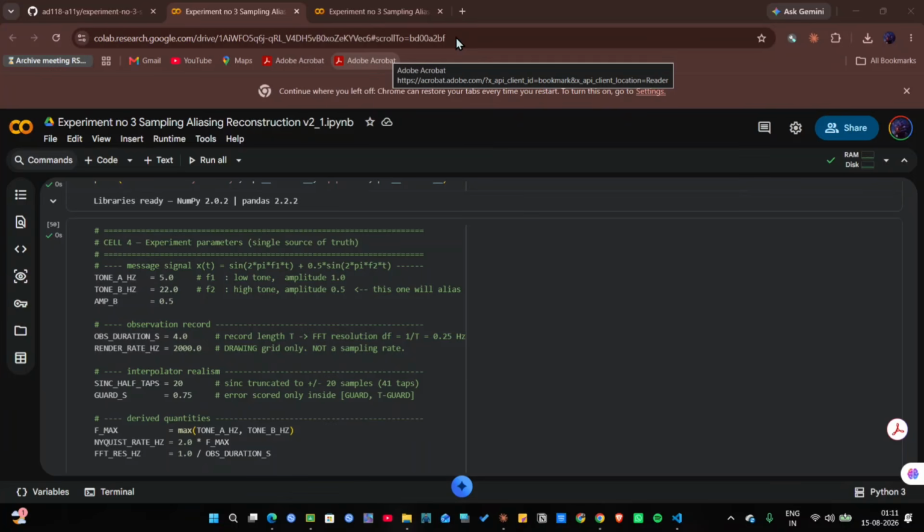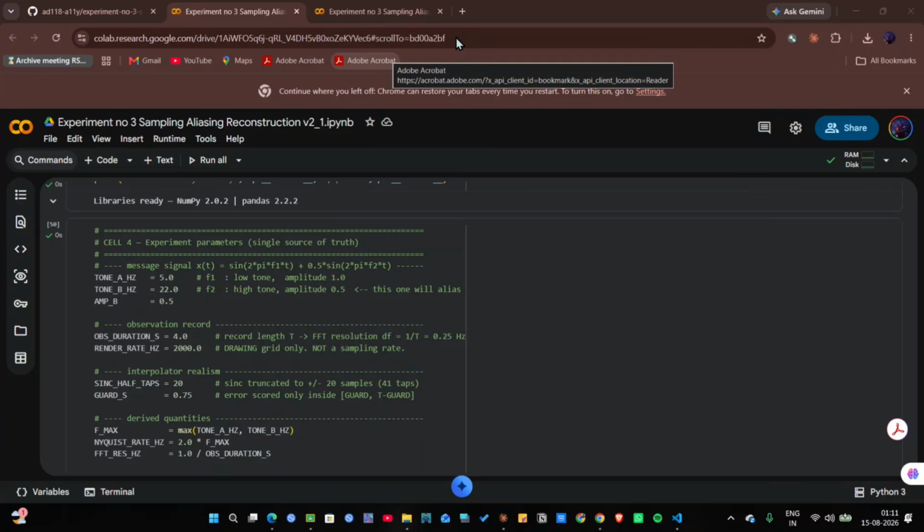Here we can also see the critical case where Fs is equal to 2 Fmax. The theorem requires a strict inequality. With Fs equal to 2 F2, the sample instants are tn equals n over 2 F2. So 0.5 sin(2 pi F2 tn) equals 0.5 sin(pi n), which equals 0 for every n. The high tone is sampled exactly on its zero crossing and vanishes from the record. This is the sampling phase sensitivity that makes the Nyquist rate unusable in practice.